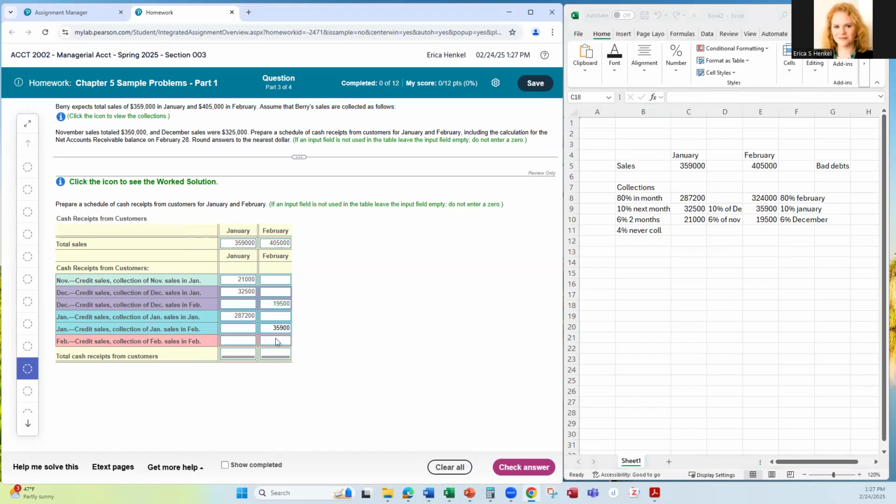Now, in February, if it's a February sale, obviously none of that will get collected in January. So the 80% of February is getting here. And then ultimately we just add this all up, right? So January collections are going to be equal to 21,000 plus 32,500 plus 287,200, 340,900. And then in February, we're going to collect 19,500 plus 35,900 plus 324,000.